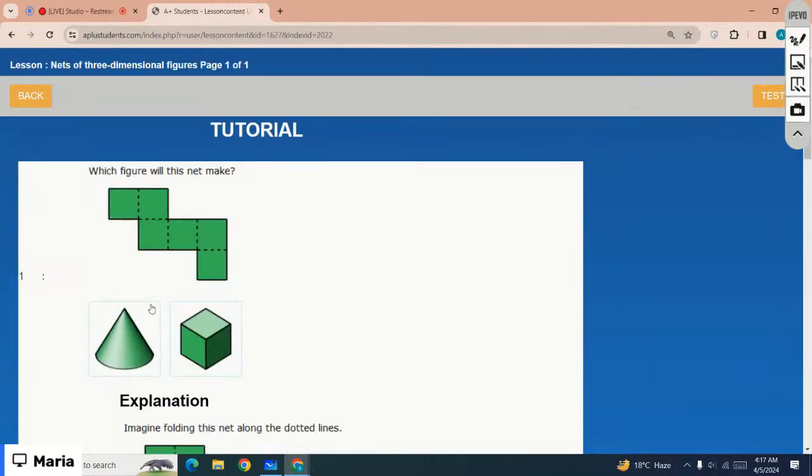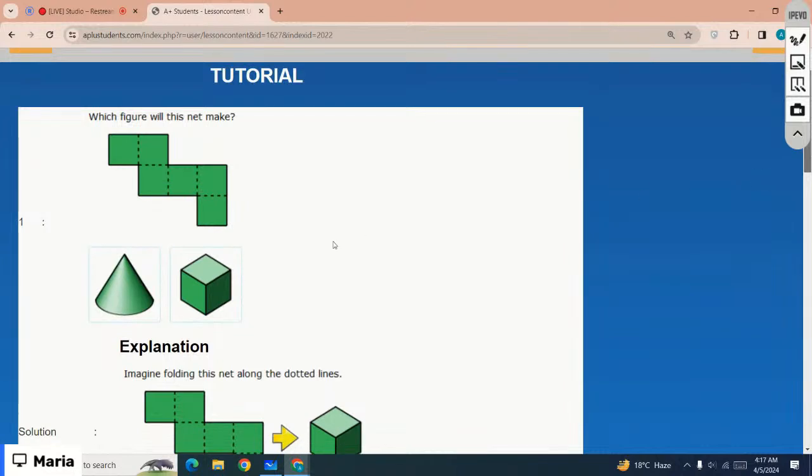Which figure will this net make? You are given a net. If you fold this net along the dotted line, you have to see which figure you are going to make, right? So just look at this figure. All of the faces are square faces, right? One, two, three, four, five, six square faces the net has, right? That means if you fold the net along the dotted line, you will get a cube. The correct option is cube, right?